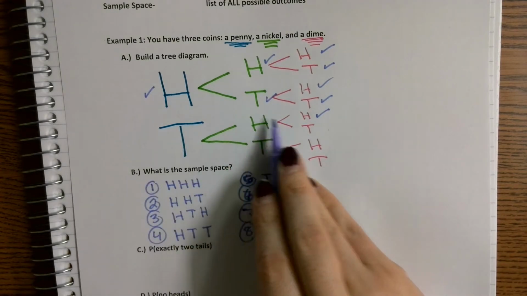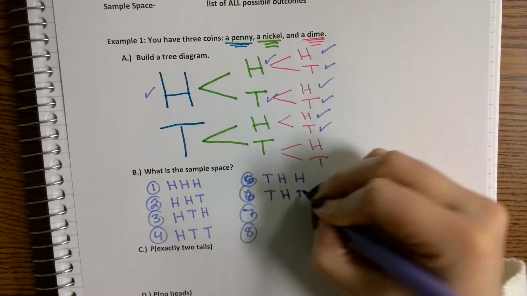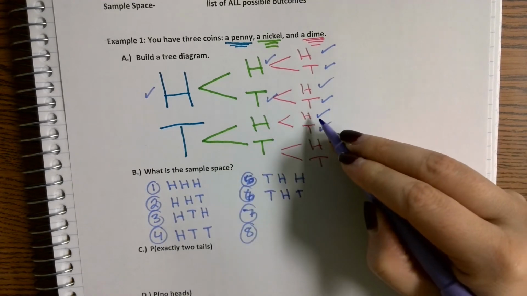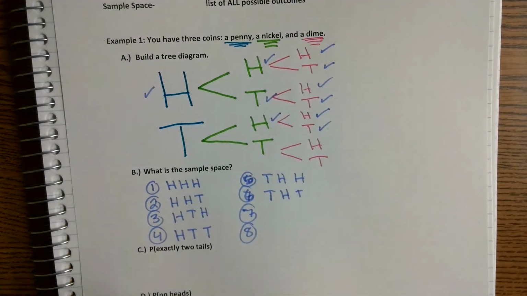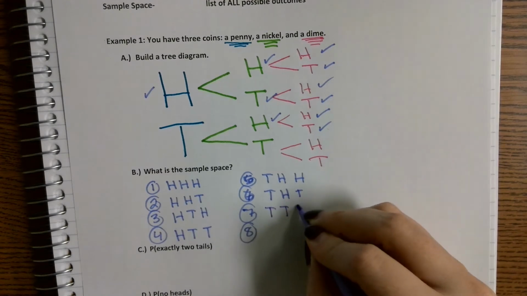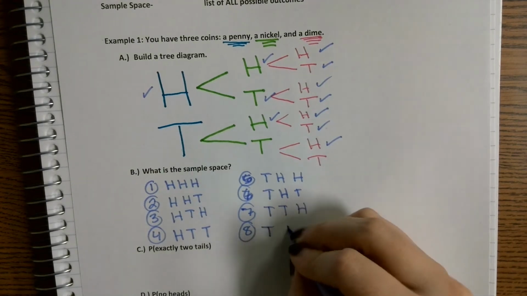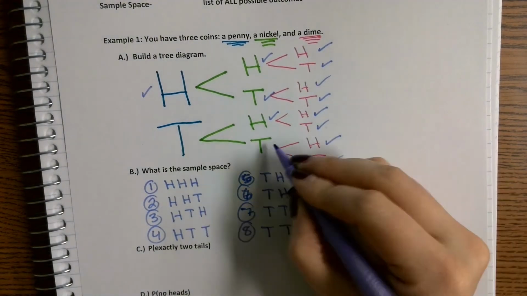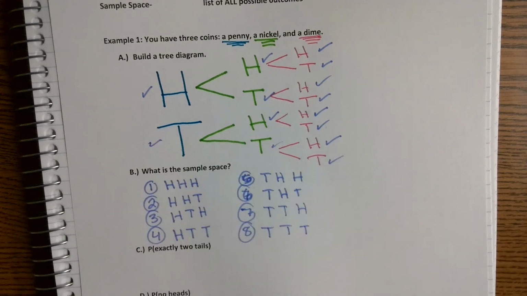Tails, heads, tails. So now I'm done with these 2 in the pink, which means I'm done with the green heads. Next one, Antoni. Tails, tails, heads. And then the last one, Camden, is tails, tails, tails. Okay, which means I'm now finished with all of them. I have all 8 written out as my sample space.